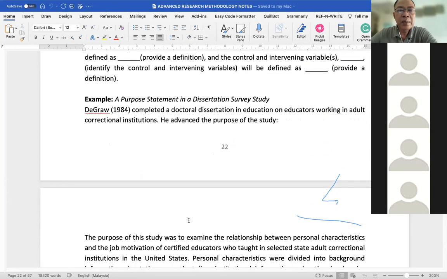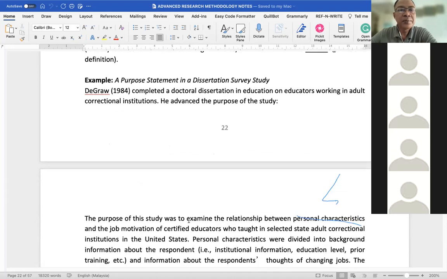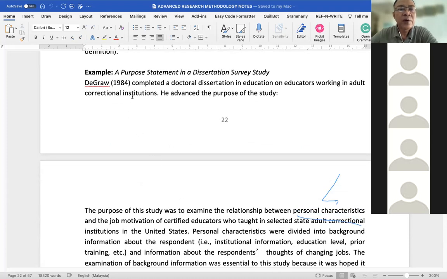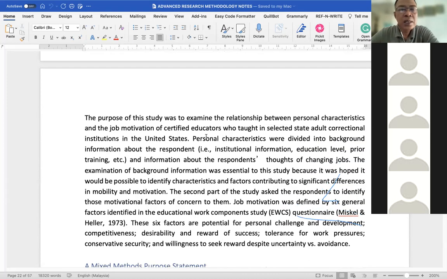Example of a purpose statement in a dissertation survey study. DeGraw 1984 completed a doctoral dissertation in education on educators working in adult correctional institutions. He advances the purpose of the study. He says the purpose of the study was to examine the relationship between personal characteristics and the job motivation of certified educators who taught in selected state adult correctional institutions in the United States.